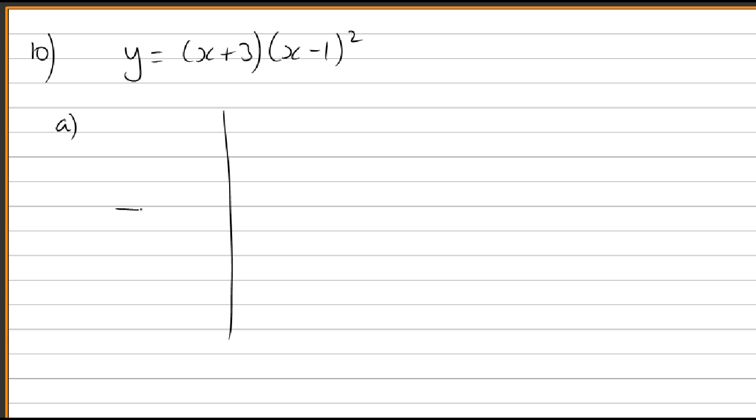Question number 10. We're told the curve C has the equation y equals x plus 3 multiplied by x minus 1 all squared. So in part A, we're asked to sketch the graph for this curve C. Now, we can clearly see that the roots of the equation, if we equal this to 0, are minus 3 and 1.